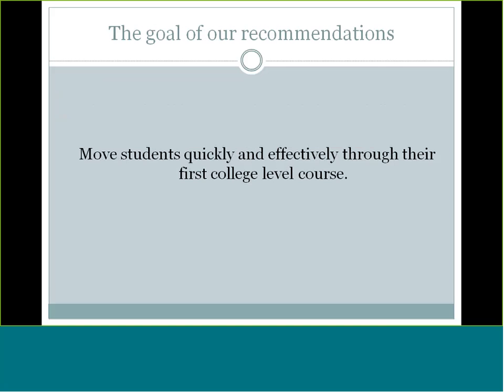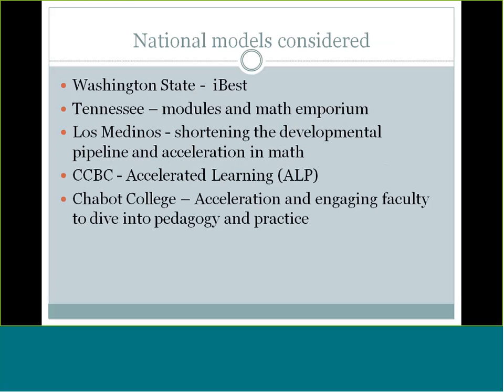So the overall goal of what we came up with was to move students quickly and effectively through that first college-level course. We really want to get away from that metric of, well, 63% of the students in my English 60 class passed. That's useful, but it's not going to tell us the whole picture around student success. And so we want to change how we talk about student success to look at that first college-level course.